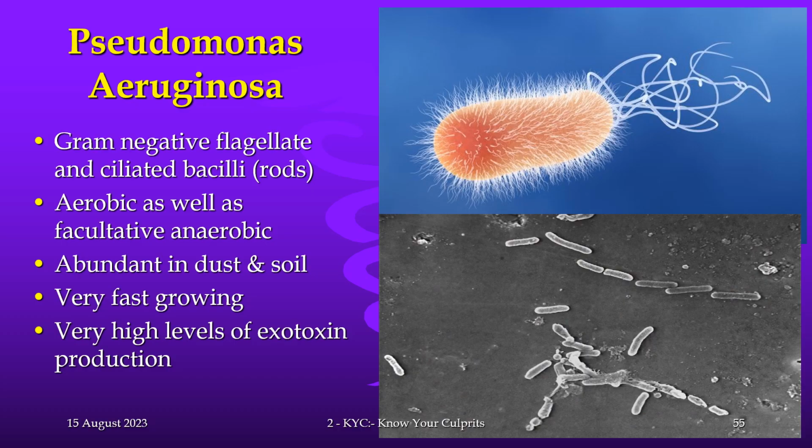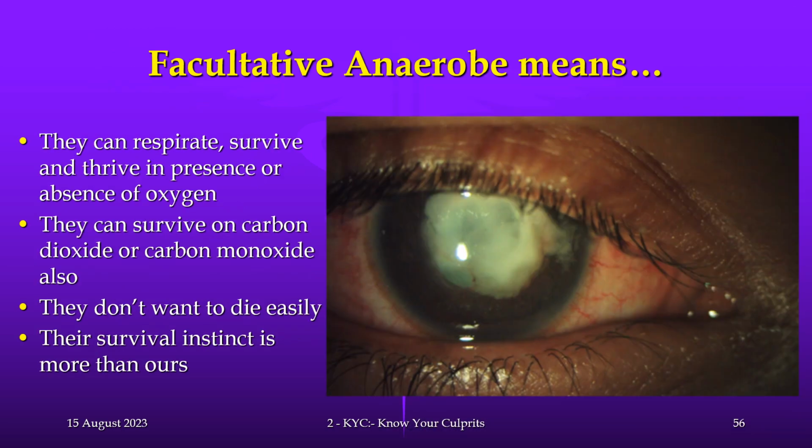It is a gram-negative flagellate bacillus, aerobic as well as facultative anaerobic. It is abundant in dust and soil. It is very fast growing. It has very high levels of exotoxin production. Facultative anaerobe means they can respire, survive and thrive in the presence or absence of oxygen. They can survive on carbon dioxide or carbon monoxide also. They don't want to die easily. Their survival instinct sometimes is more than ours.